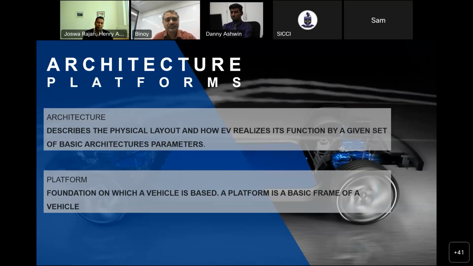Just one last note before I leave. Architectures, not to get confused, are of two types: mechanical and electronics. Mechanical, in simple terms, relates to what happens to your chassis when you crash. And electronic architecture, let's hear what that's about from Mr. Binoy here.